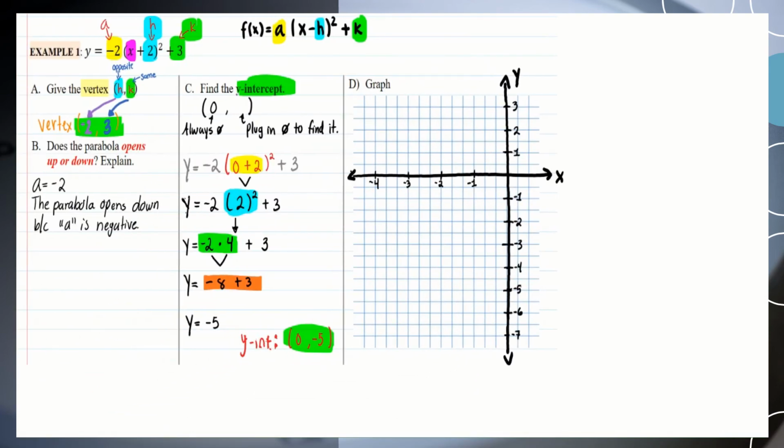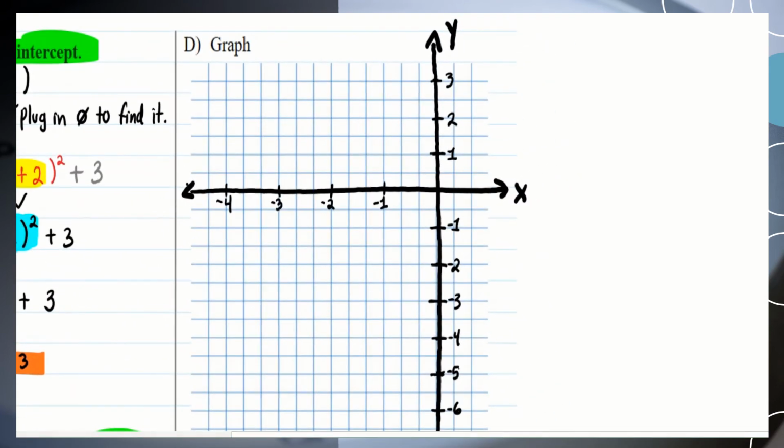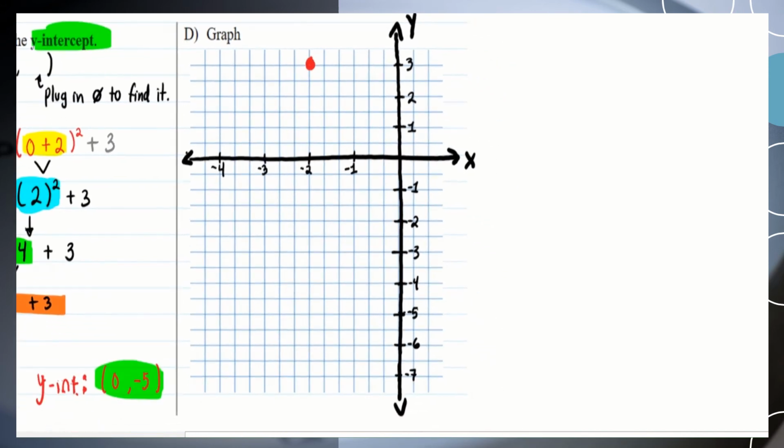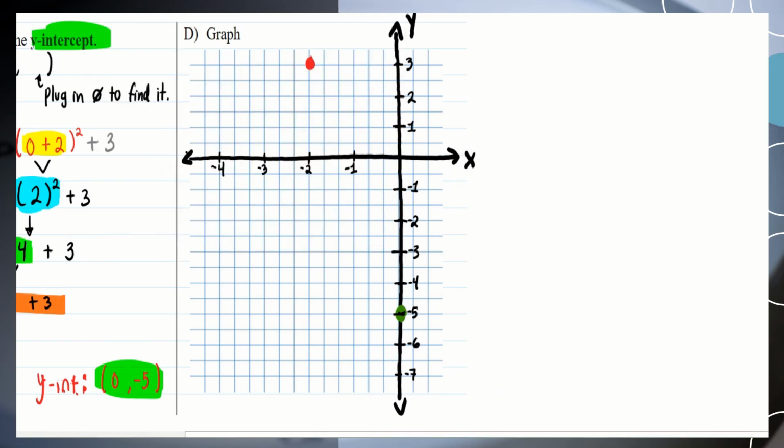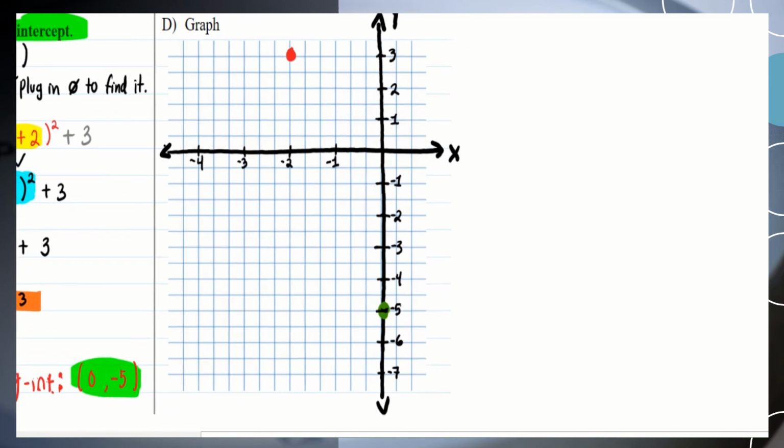Okay, let's go ahead and plot that vertex, which was at (-2, 3). Let's place that in that pink or red point there. Let's place our y-intercept now, which is at (0, -5). You see that green point. And we're going to draw our axis of symmetry in orange.